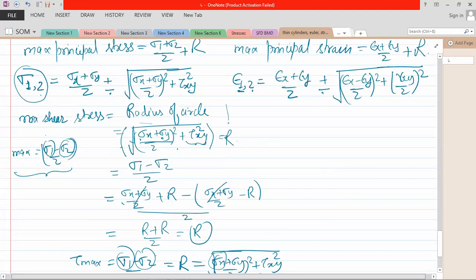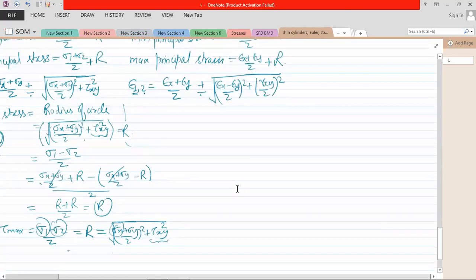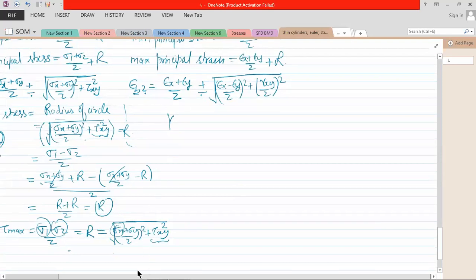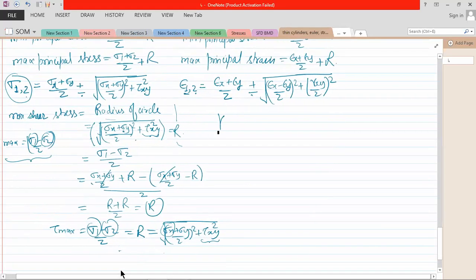From the same consideration I just used here, let me write it for the strains also. The same thing. I represent tau xy as gamma xy by 2. I would resemble these things in this way. So the maximum of gamma xy by 2 is equal to the radius of the circle. I am writing it like this. Okay, I am going from here to here.